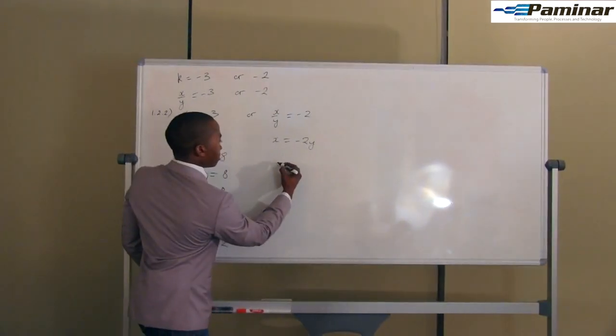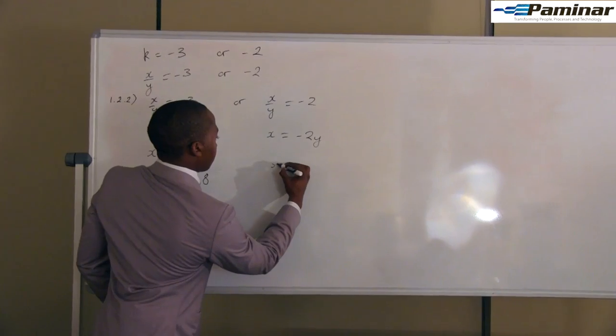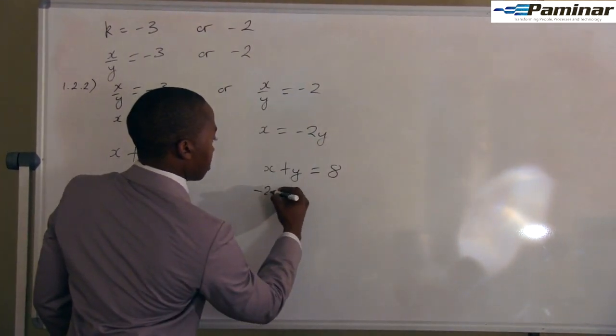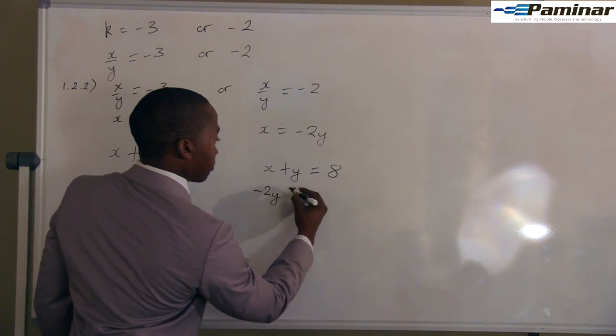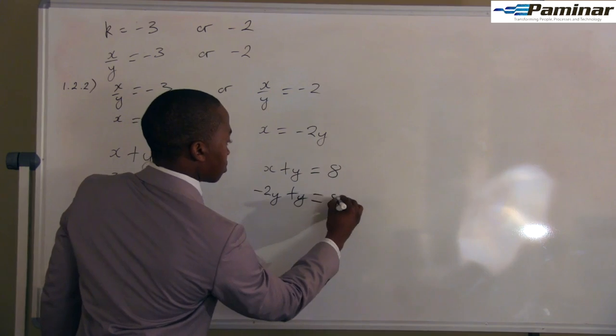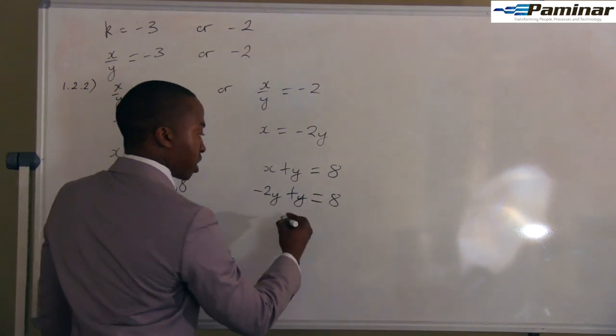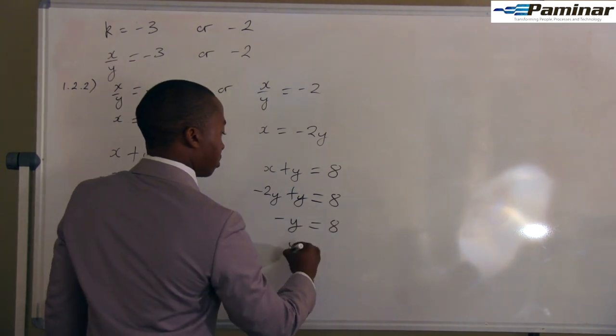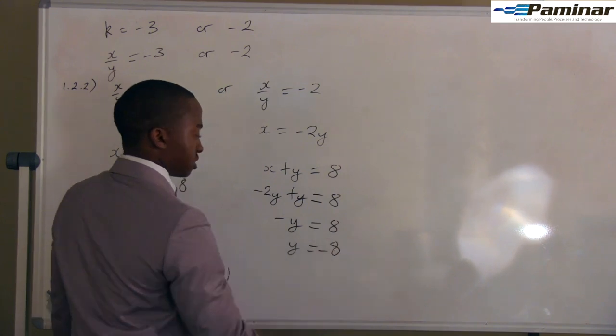We do the same thing. This will become x plus y is equal to 8. We substitute negative 2y for x. It becomes negative 2y plus y is equal to 8. Negative 2y plus y becomes negative 1y. Therefore, y will equal negative 8.